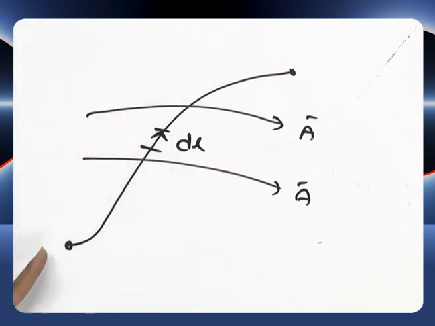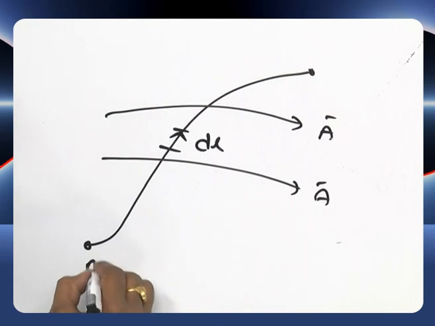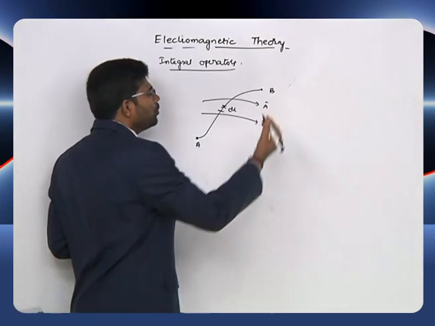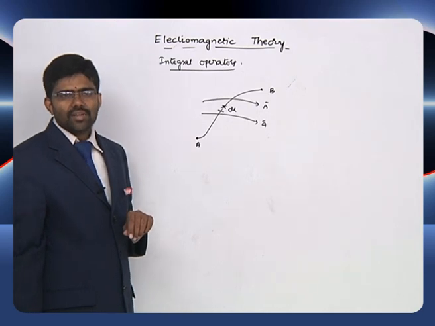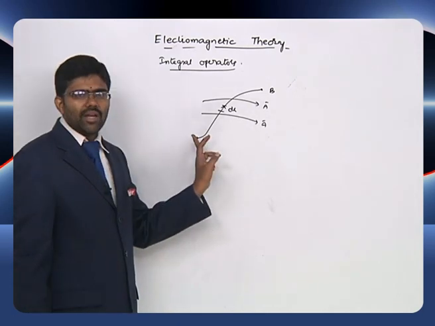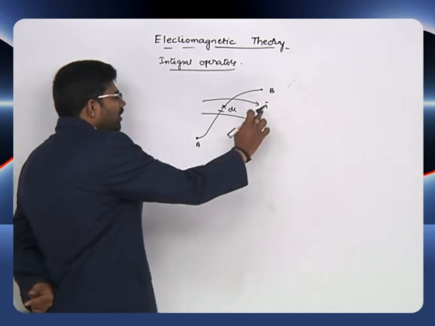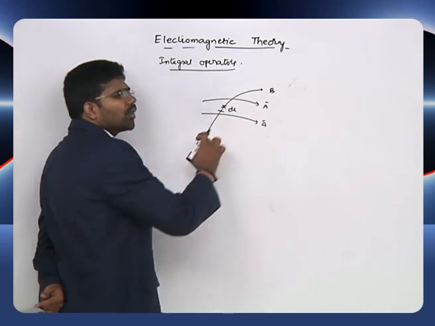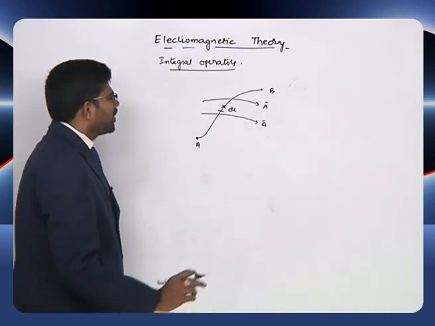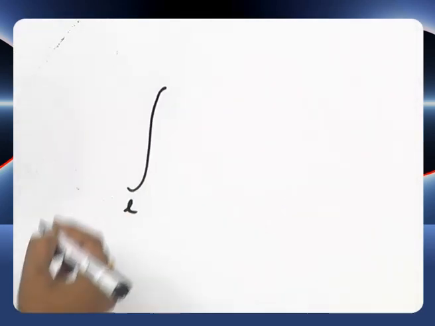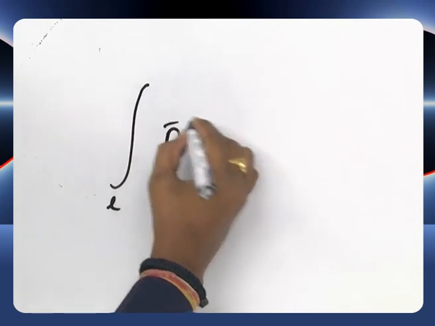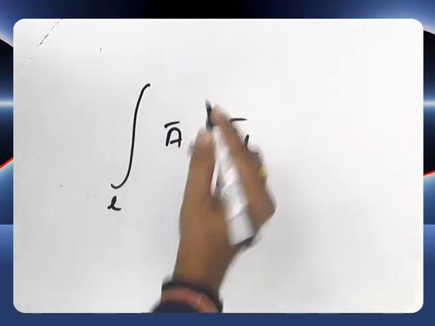Now if you want to obtain it for the total length, just integrate from point A to point B. That is called the line integral. A line integral of a vector can be obtained by integrating a particular quantity with respect to the line we are considering. How can that be written? The line integral can be written as the integral over the line of A bar dot dl bar.